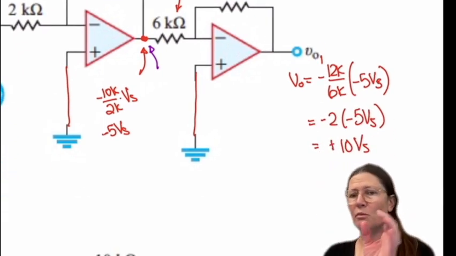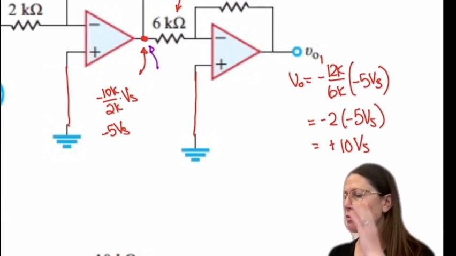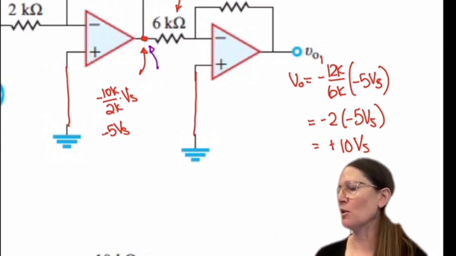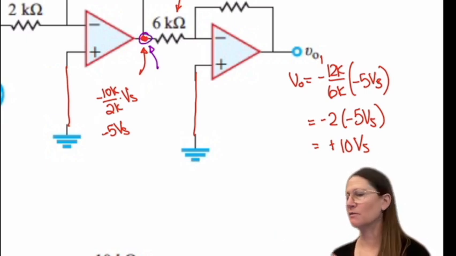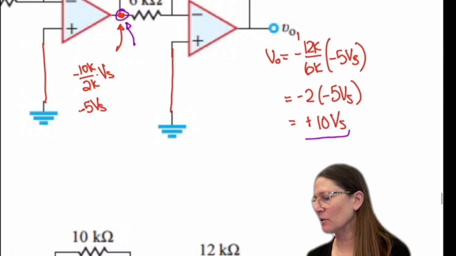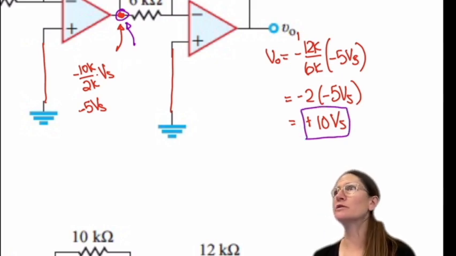Whichever way you go through the superposition, it's fine to separate these up because we know that this node is a fixed voltage value. Okay, so this is one answer. Any other questions on this op amp?